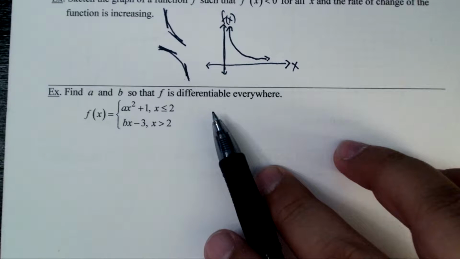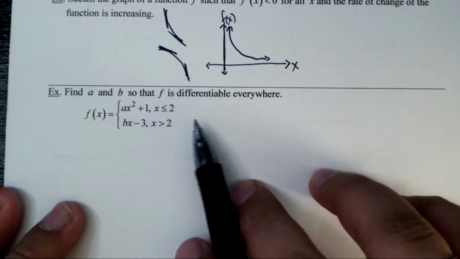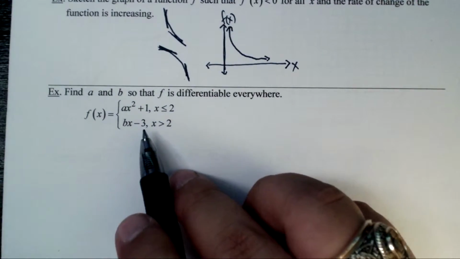No sharp turns, no gaps or anything. But the big thing is that if a function is continuous, then it's differentiable, right? Or I should say, if a function is differentiable, it must be continuous. So let's start out with that.